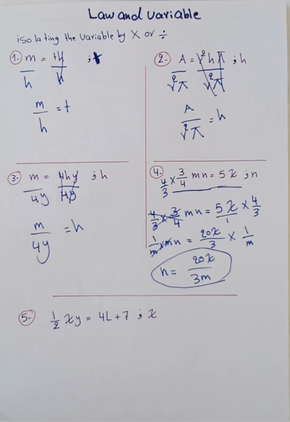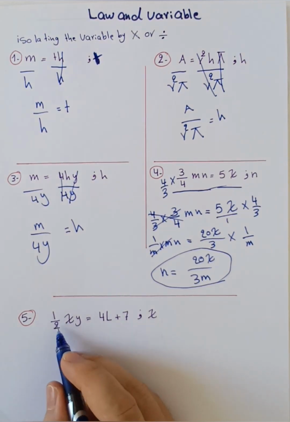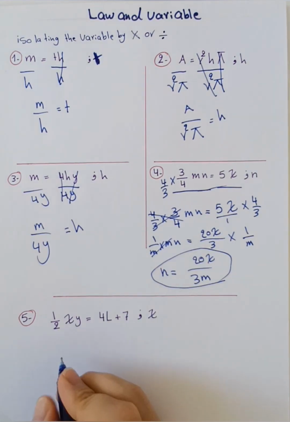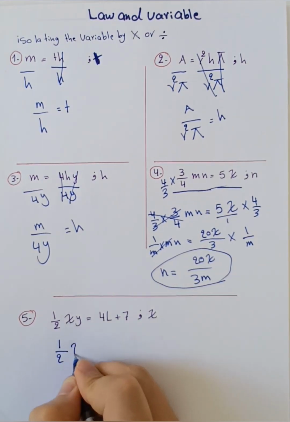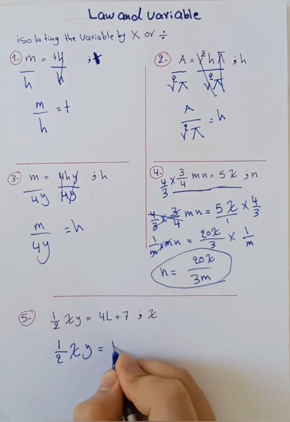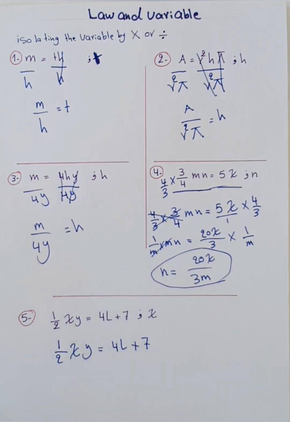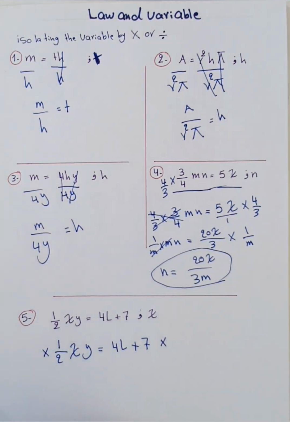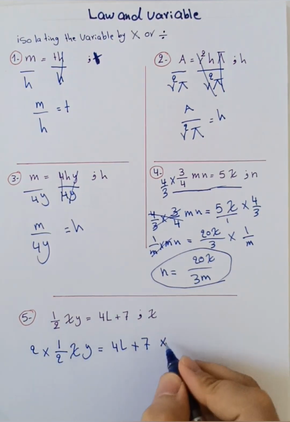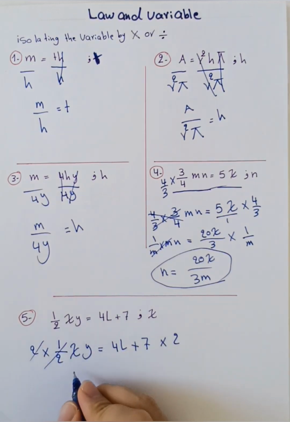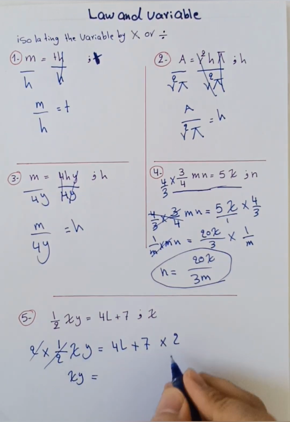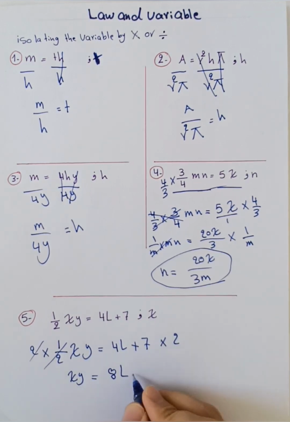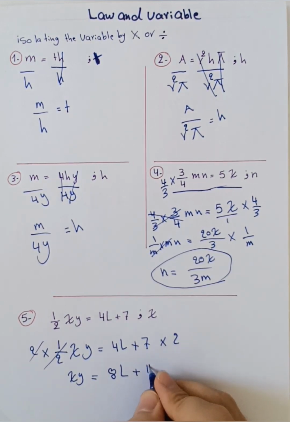Example number 5, we have 1 out of 2xy equal to 4l plus 7, the variable x. So we have 1 out of 2xy equal to 4l plus 7. First, we can multiply both sides by 2 out of 1, or by 2. These two terms are reduced. xy equal to 2 times 4 is 8l plus 2 times 7 is 14.